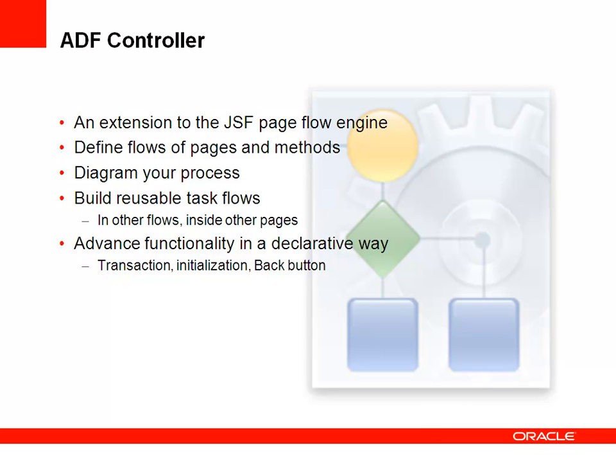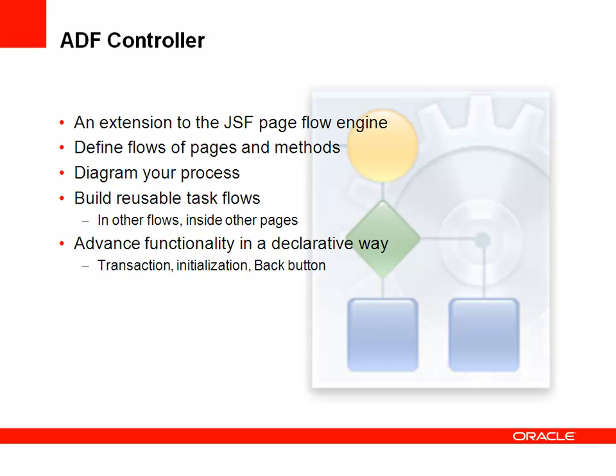Another layer of ADF is the ADF controller. This layer allows you to have better separation between the model and the view, and it basically extends the JSF implementation of the controller layer. One key difference between JSF and the ADF controller is that while JSF provides you a way to navigate between various pages, the ADF controller extends it to allow you to navigate between pages and functions as well. This way you can actually build a process flow rather than just a page flow. You'll build those flows in a diagram in a very visual way.